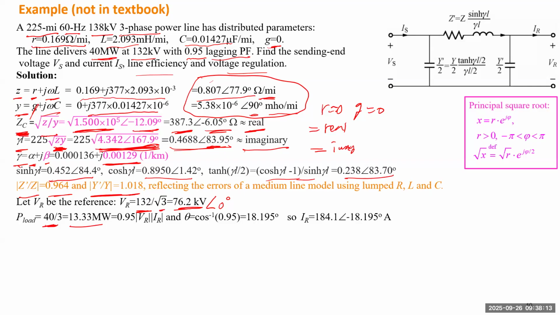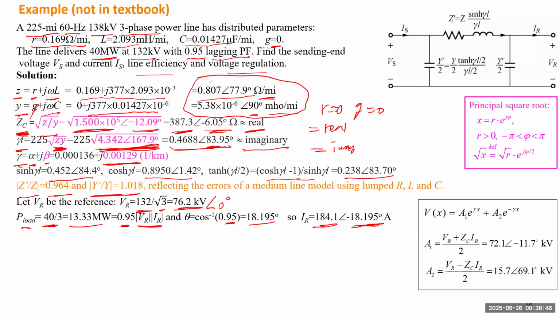The real power is equal to the apparent power multiplied by the power factor. We know the power factor is 0.95, so we can solve the angle to be around 18 degrees. Which means the current will be lagging the reference voltage by 18 degrees. And from the power and voltage, we can calculate the magnitude of current.